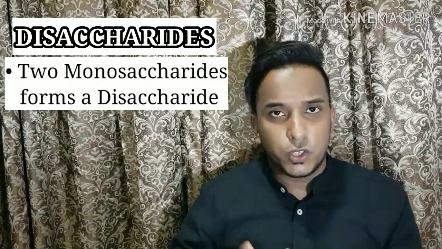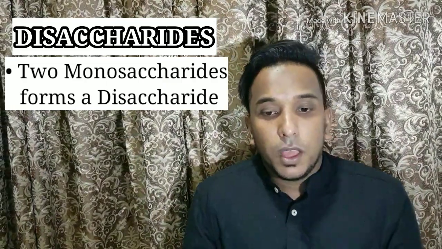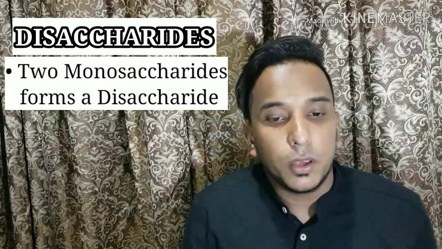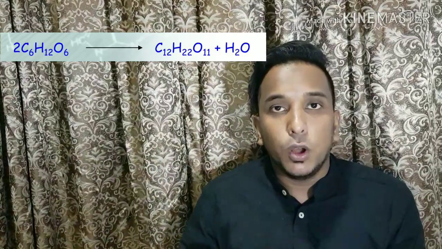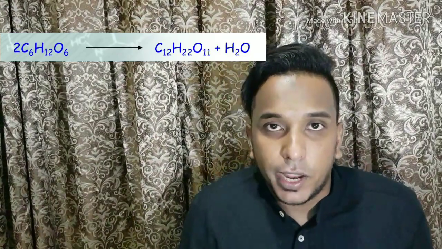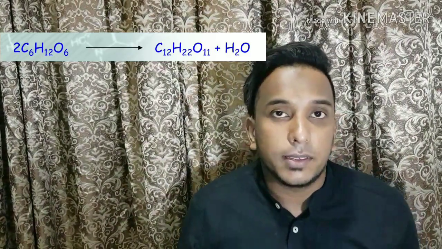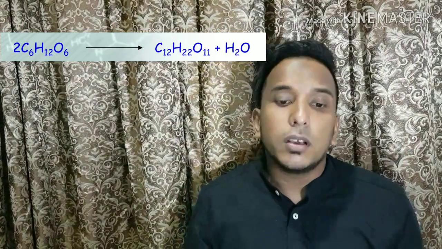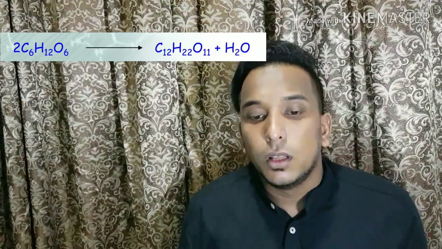Next we are moving on to the disaccharides. So what do you mean by disaccharides? Disaccharides, as I explained earlier, are a combination of two monosaccharides. So two monosaccharides will combine to form a disaccharide. And during this process a water molecule is released. So what do you mean by this? As you know, when you look at a particular reaction, on the right hand side of the arrow you get the products, and on the left hand side of the arrow you get the reactants. So here you can see C6H12O6 is converted into a disaccharide.